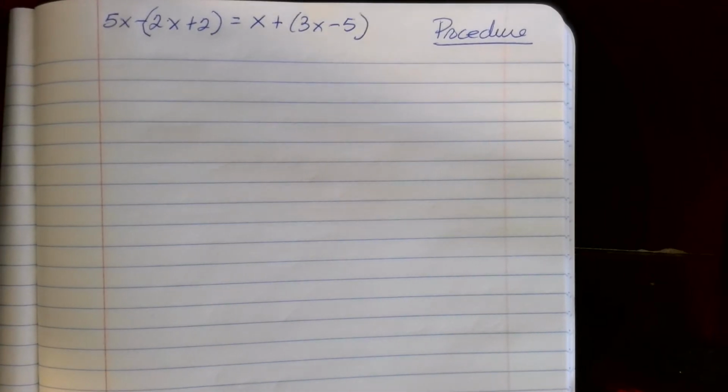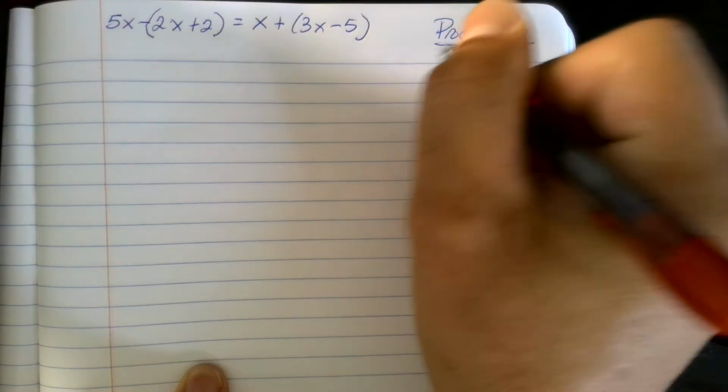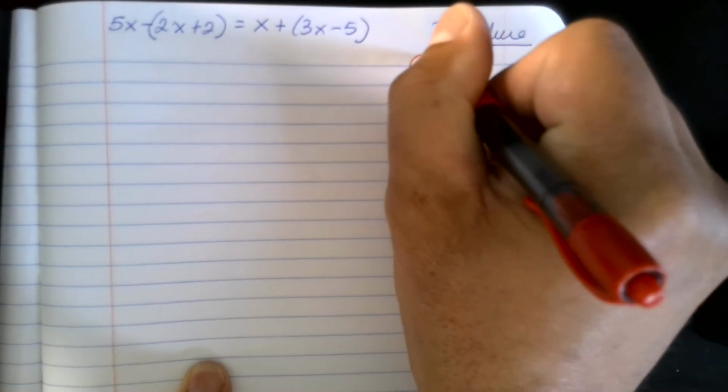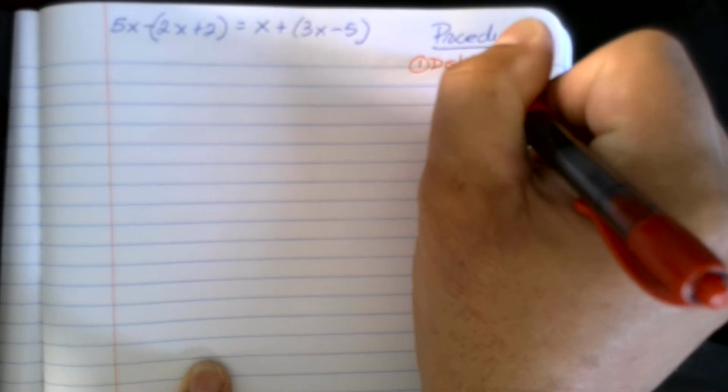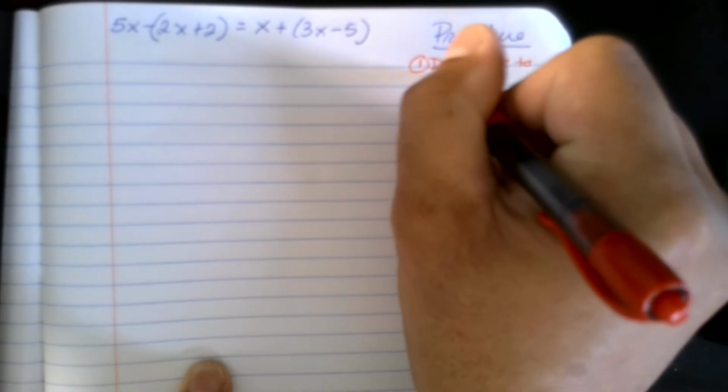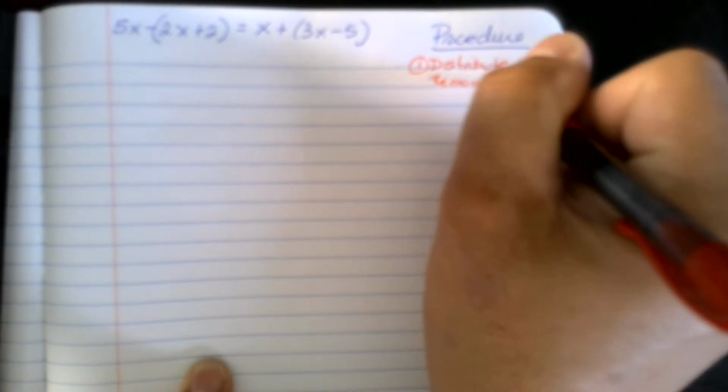So let's look at this example. In this example, again, it's a little bit different. We have parentheses, so we want to remove those parentheses. So we want to distribute to remove parentheses.